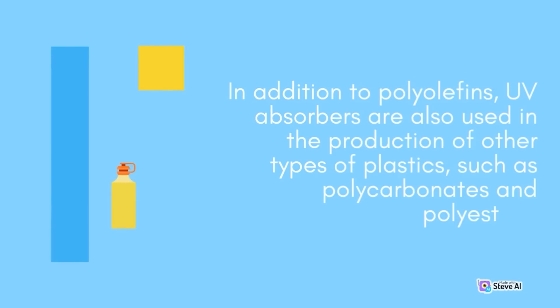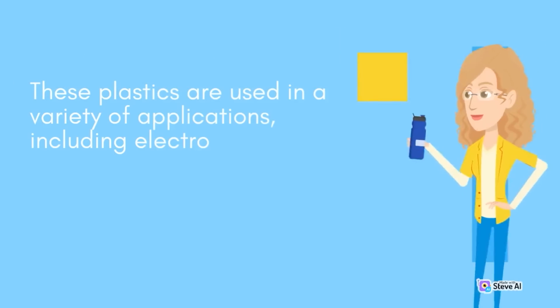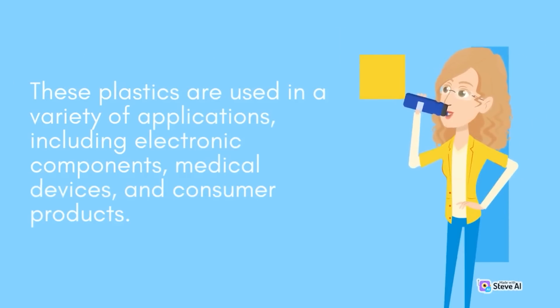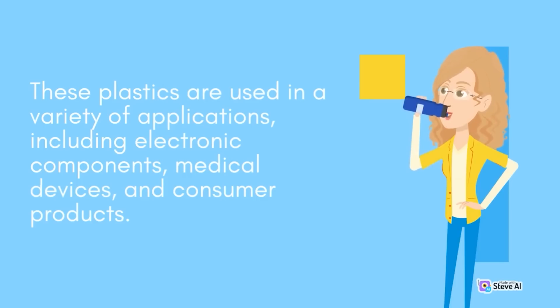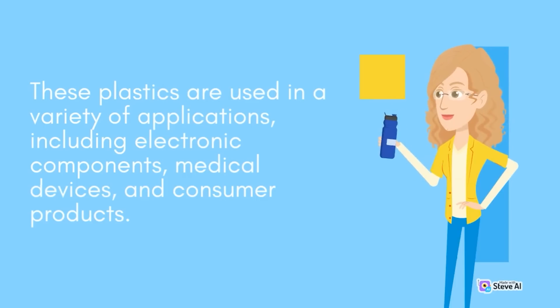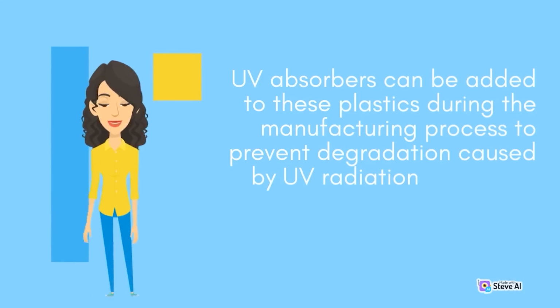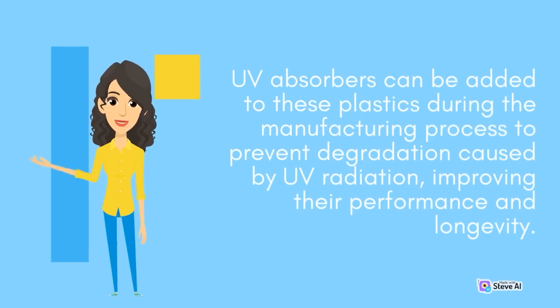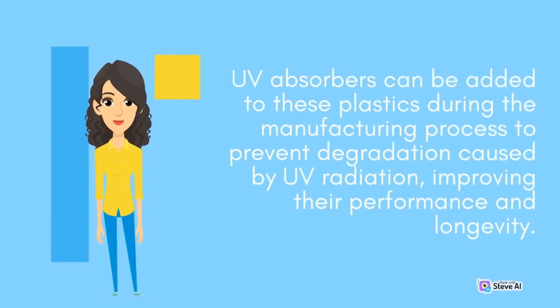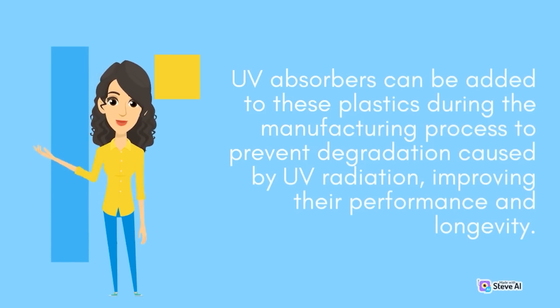In addition to polyolefins, UV absorbers are also used in the production of other types of plastics, such as polycarbonates and polyesters. These plastics are used in a variety of applications, including electronic components, medical devices, and consumer products. UV absorbers can be added to these plastics during the manufacturing process to prevent degradation caused by UV radiation, improving their performance and longevity.